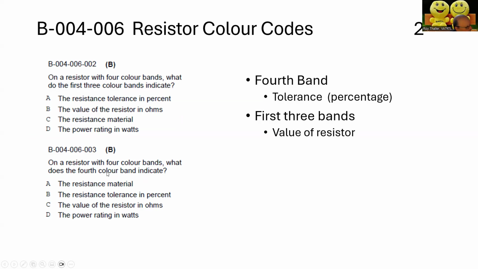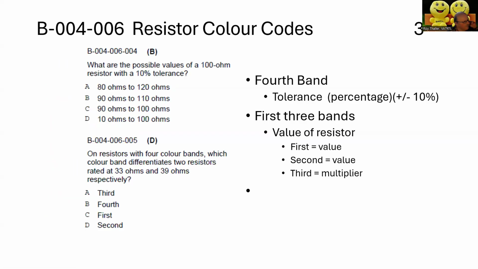On a resistor with 4 color bands, what does the fourth color band indicate? So we already covered that in the first question. So it's B, the resistance tolerance in percent. Here's a question. What are the possible values of a 100 ohm resistor with a 10% tolerance? So that means it's 100 ohms plus or minus 10%. If you work out the math, that would be 90 ohms to 110 ohms. So B would be the correct answer.